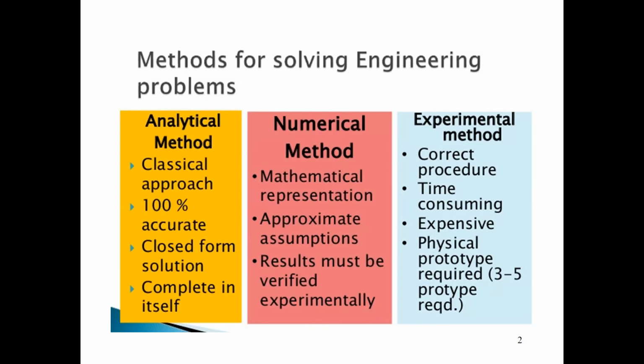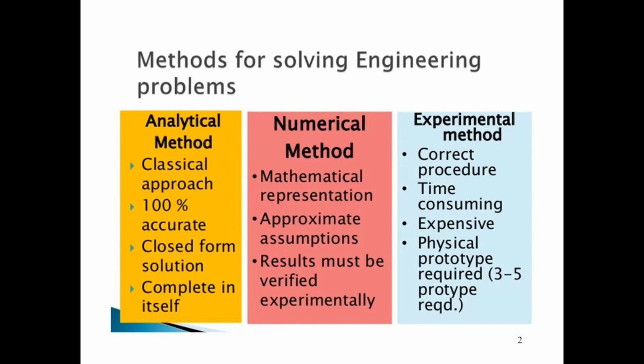Then the experimental method is the correct procedure because we perform the experimentation on the physical model, but it's a time consuming process because we require a number of readings to finalize the required reading. Also it is expensive because we require an experimental setup to perform the practical. A physical prototype is required, 3 to 5 prototypes. So we require a physical model and also need to perform a number of experimentations to finalize the required reading.